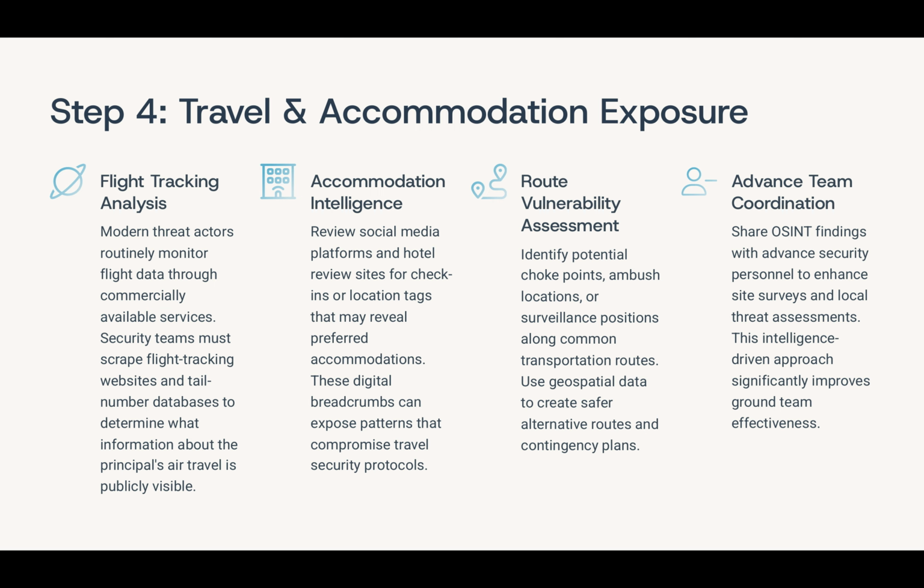Route vulnerability assessment is another key piece. Using geospatial data, security teams can identify potential choke points or areas where surveillance or ambushes are more likely along typical travel routes. This knowledge enables teams to plan safer alternatives and develop robust contingency plans. Finally, all these OSINT findings should be shared with advanced teams on the ground. By arming them with location-specific intelligence, they can perform more effective site surveys and local threat assessments. This intelligence-driven coordination significantly boosts the overall effectiveness of ground operations and keeps principals safer on the move.